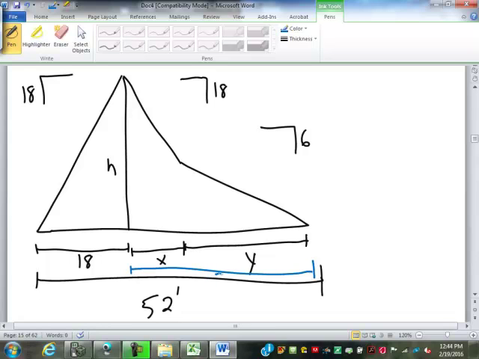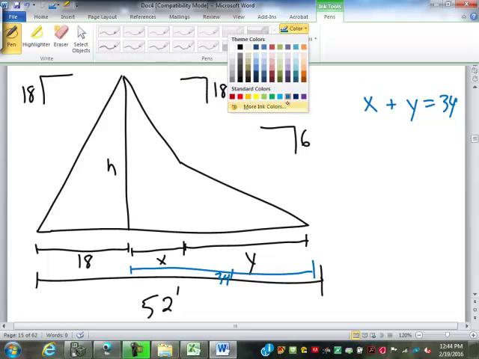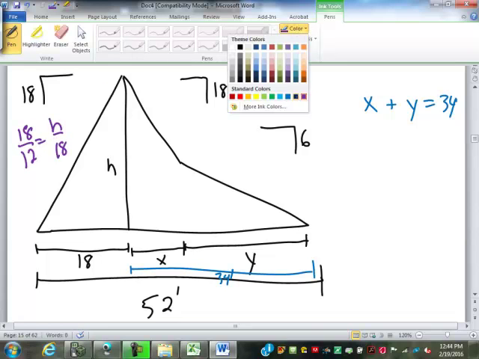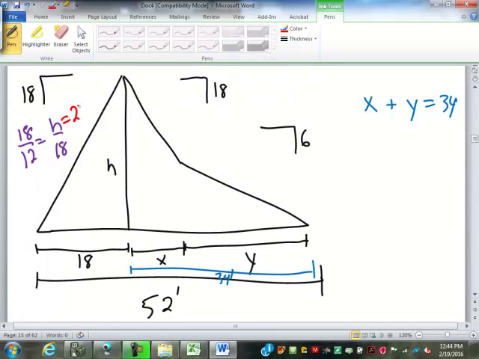So this is going to be 34 feet here. So x plus y equals 34. So far, so good. 18 over 12 equals h over 18, which gives us that h equals 27 feet.